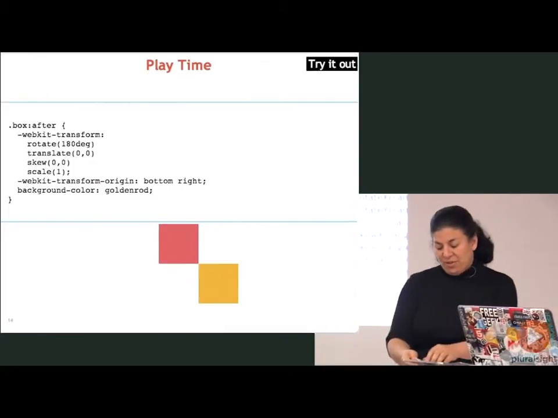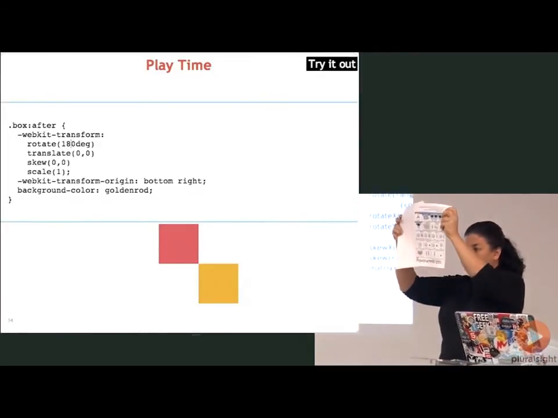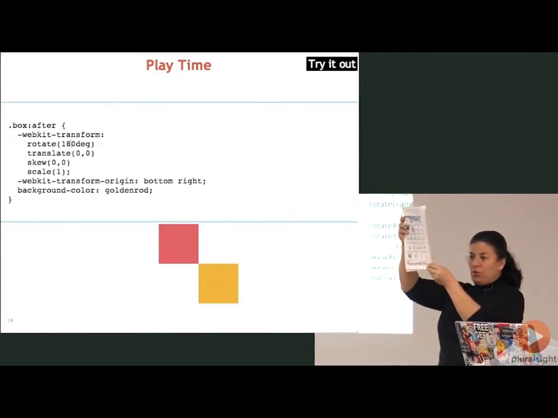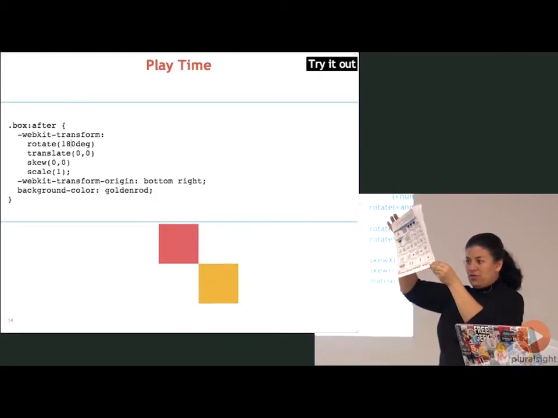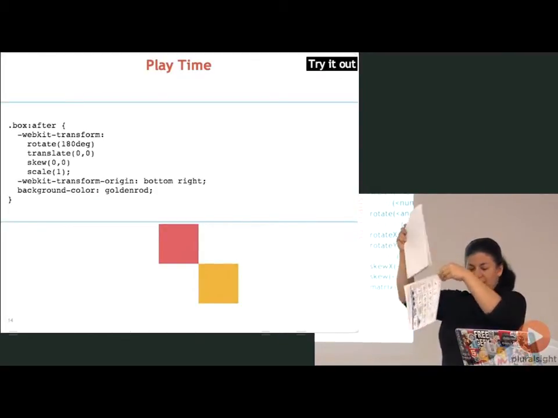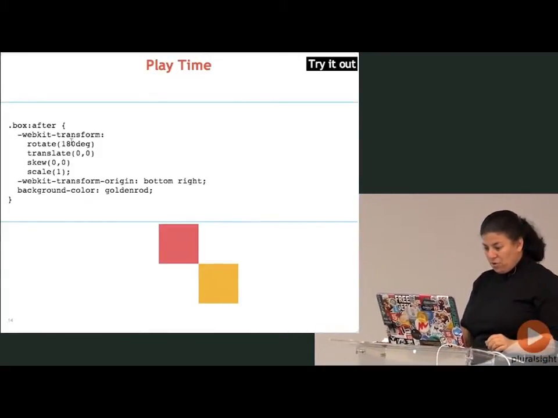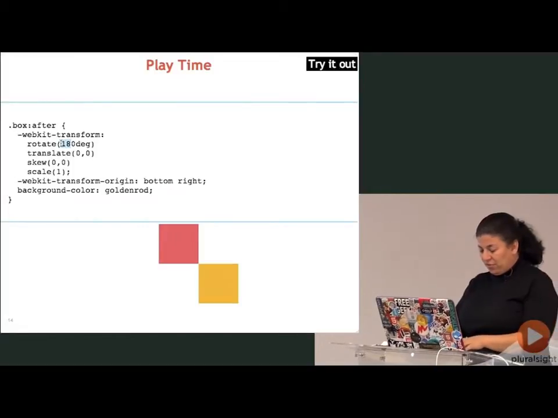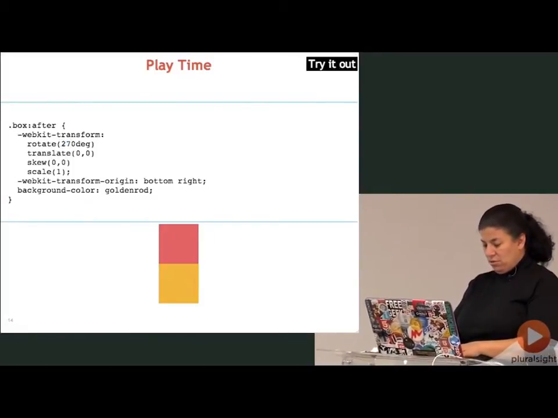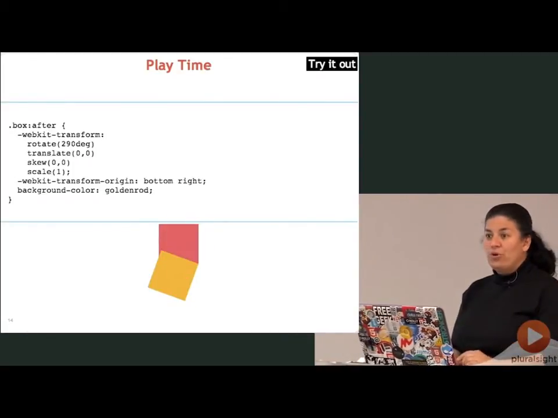So if I take these two pieces of paper, this is the original, and I rotate it around this point. I hold this point here, and I just drop it, right? It's just going to do that, and that's basically what it's doing. 270, let's try it with 270. 290. You got the point of transform origin? Okay.